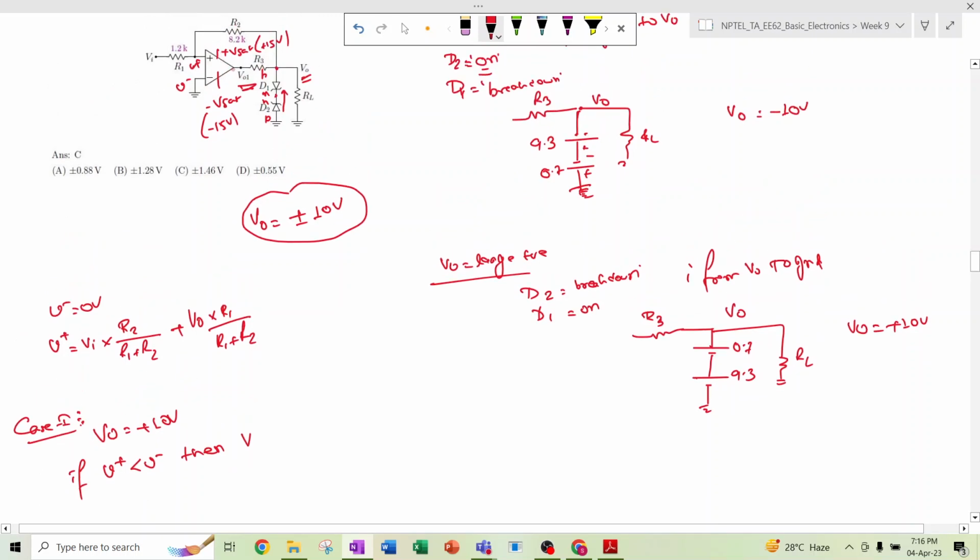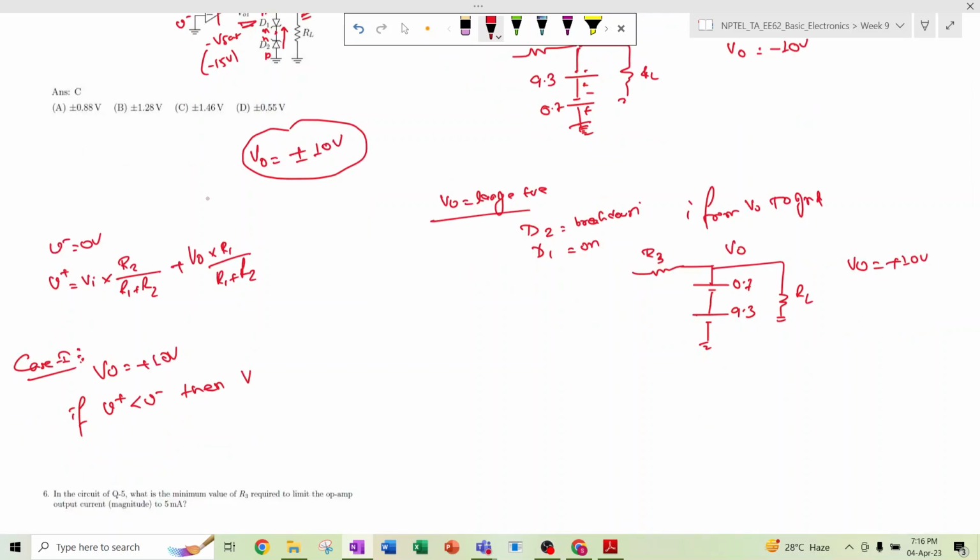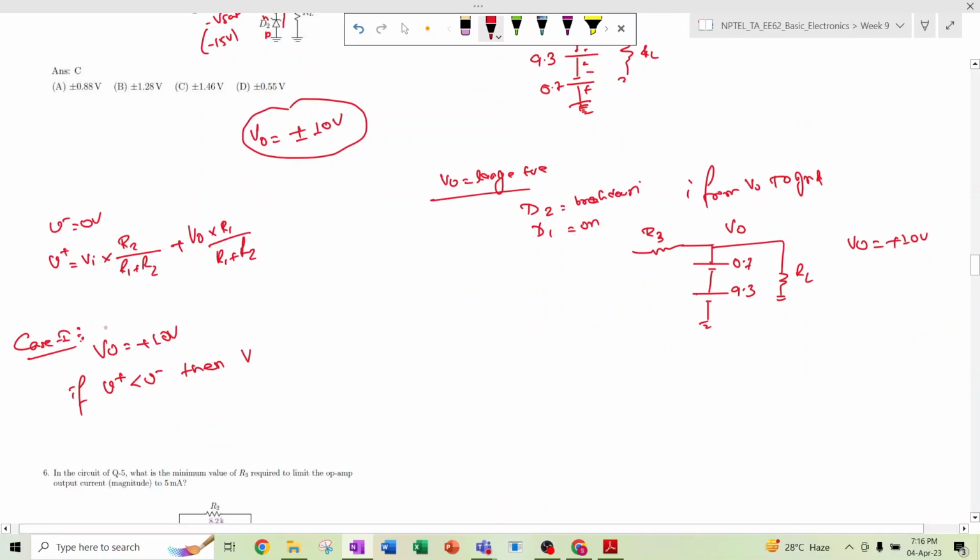So if VO1 is plus 15 volt, that means the VO is plus 10 volt, because there is a back to back Zener diode combination. Okay, so that means if V plus is less than V minus, then VO1 becomes minus 15 volt, as a result VO becomes minus 10 volt, right? Minus 10 volt. So this V minus V plus means, yeah, just wait one second.